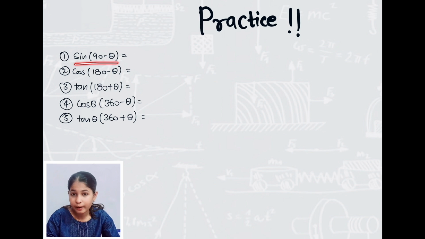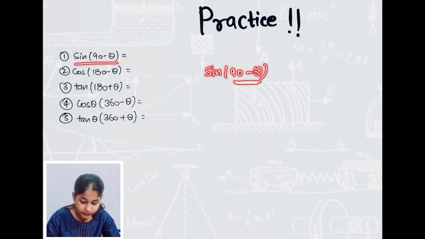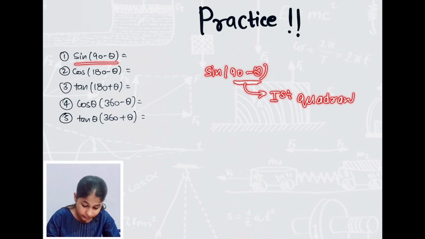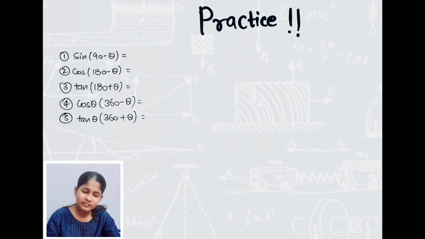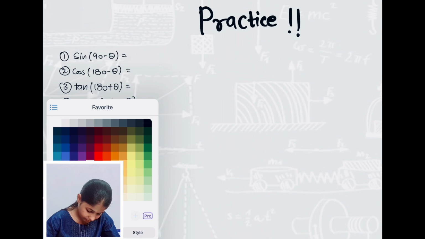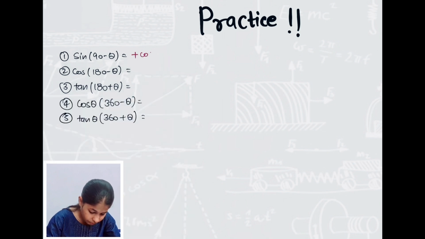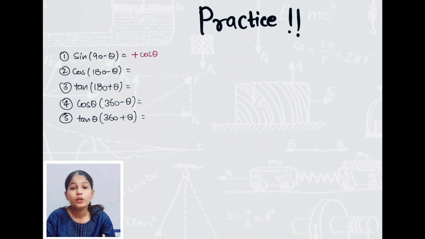Sine 90 minus theta. If sine 90 minus theta is given, it means it will be in the first quadrant. First quadrant means it will remain positive. But because 90 is given here, some changes will come. What are those changes? You have to focus on this sign. This sign will convert it into cos theta. So can I write positive cos theta? Yes, of course. Positive cos theta.